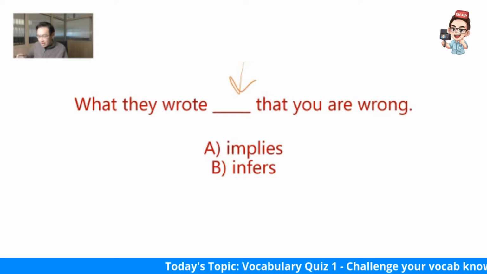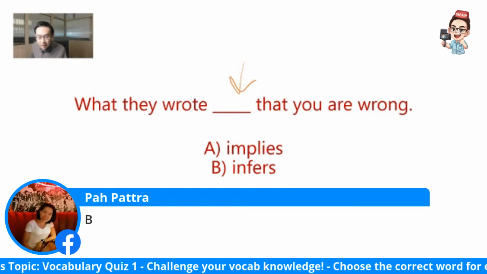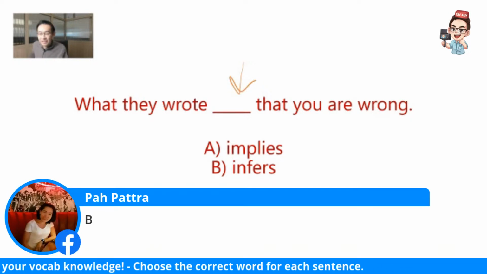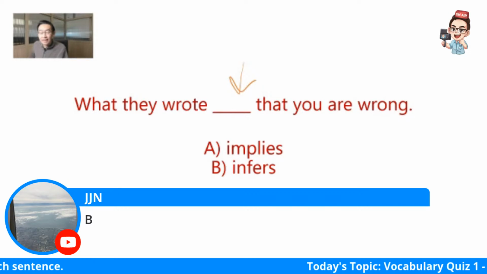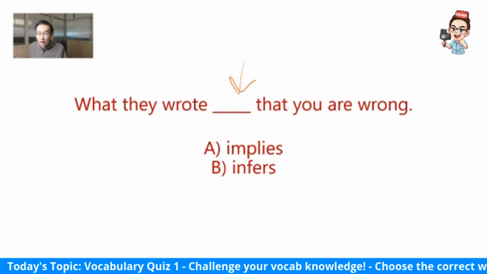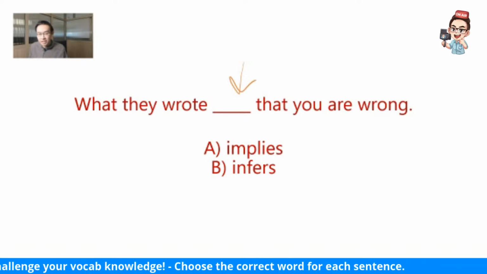All right. Looks like we have one answer for now from Par. So B, okay. You think the answer is B. What about, here's another one from JJN. Okay, thank you for your answer, B. All right, so any more guesses? It's okay if you're wrong or right, because today I'm sure you will learn more words, all right?